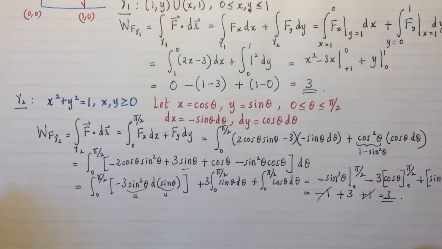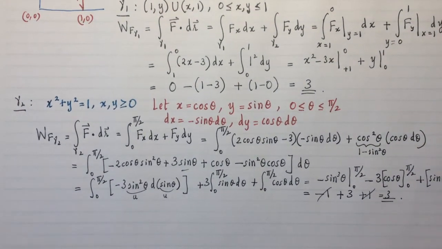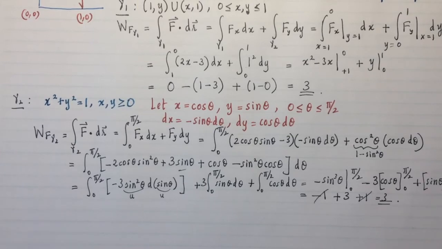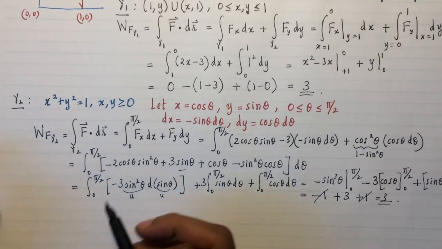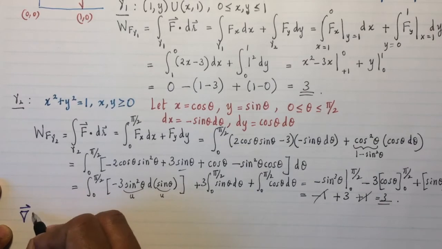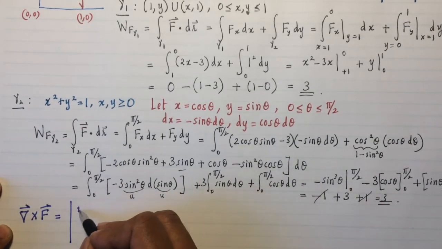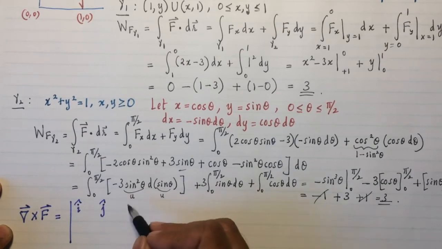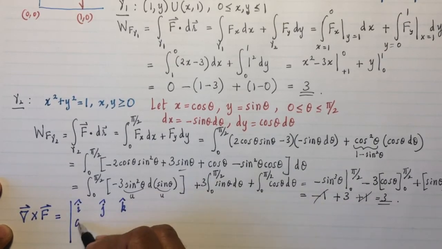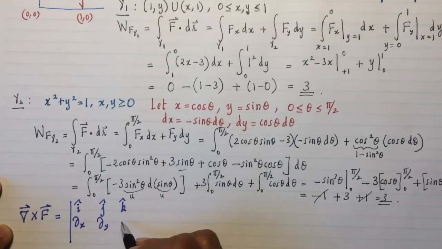The calculation of a curl occurs by consideration of a determinant. So the curl of a vector field is defined as follows: i hat, j hat, k hat, del x. The partial del x means del by del x, del y, del z, and then the functions you have. Fx is 2xy minus 3, fy is x squared, and fz is 0.